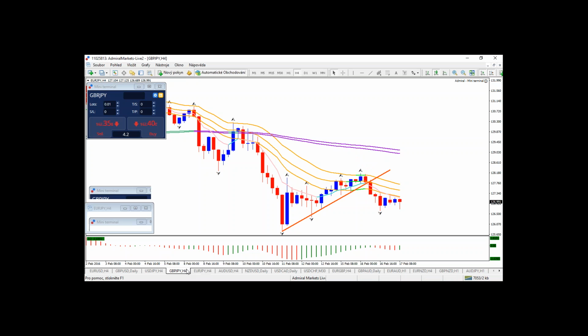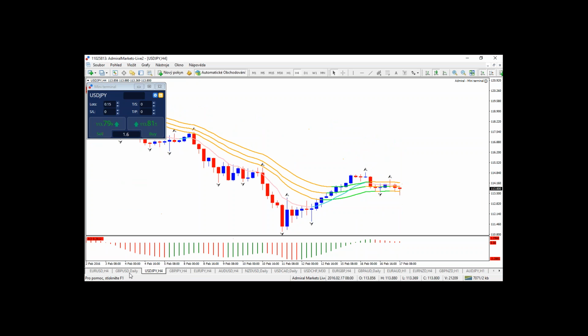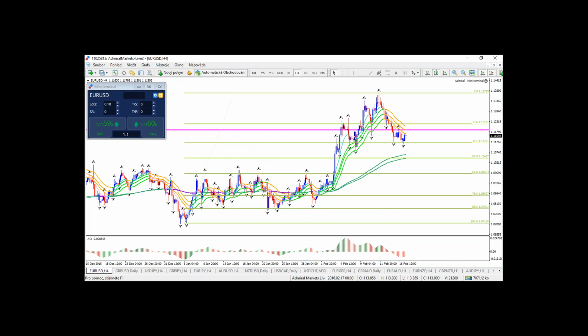Same for the pound yen. Same for the dollar yen. Those are all similar setups. Now we're getting a bit of rejection, so who knows, but that was the entry at least yesterday. Euro dollar, we can see now that the 21 EMA is down, but it's also above the 144, so it's a bit of a mixture there.